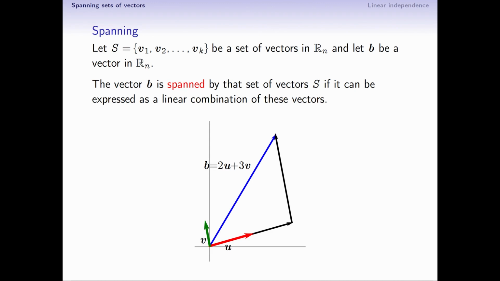Now in this picture, I've got a vector B being expressed as a linear combination of some vectors U and V. So U is pictured here in red, V is pictured in green, and B is pictured in blue. And we can see that by stretching U by a factor of 2 and then adding on 3 times the vector V, we can build a bridge from the origin to the tip of B. And this is the language of spanning, right? We're in a sense building a bridge using the vectors U and V to get us from the origin to the tip of B. It's equivalent to saying that the vector B is a linear combination of U and V.